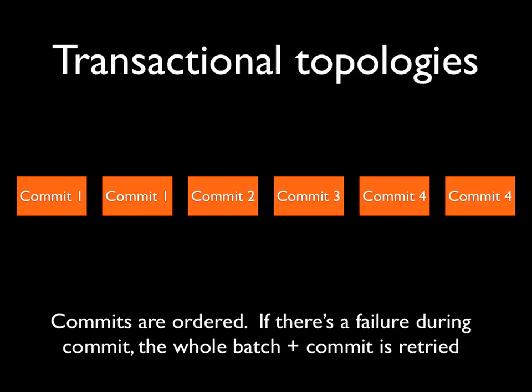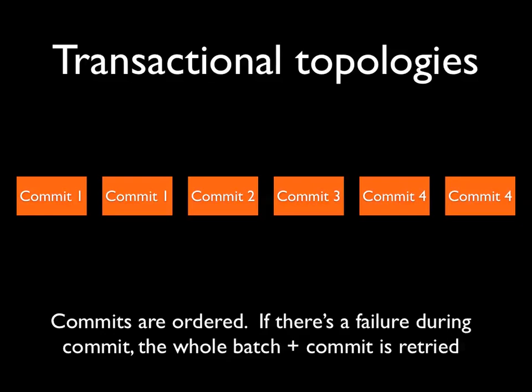What transactional topologies provide that you don't have in regular topologies is a strong ordering. In particular, it's a strong ordering on commits. You're guaranteed that commits will be ordered based on how the batches were emitted. Now, if there's a failure, you might have to reprocess the batch and recommit. So it's kind of ordered commits, possibly with repeats.